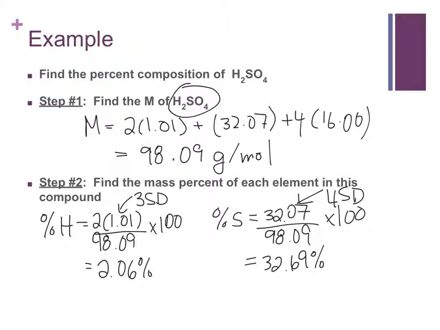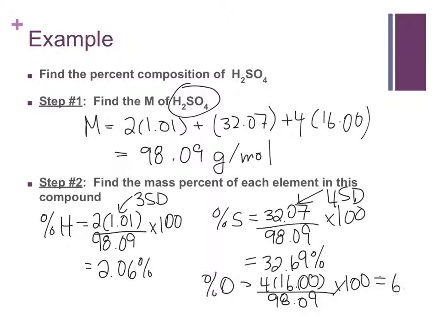And finally, the percent of oxygen is going to be 4 times 16.00 divided by 98.09 times 100, which gives us 65.25%. Again, this one's 4 sig digs because our molar mass of our oxygen is also 4 sig digs.